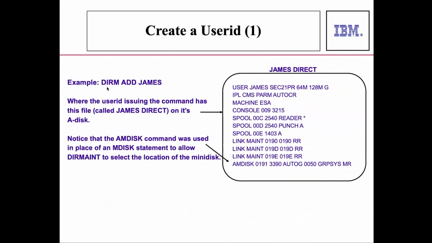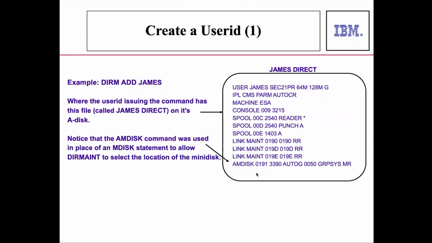Here's this as an example. DIRM ADD JAMES. I have this file, JAMES DIRECT A, on my A disk. You notice I have the password in there and everything else that defines that user ID. These are all directory statements in essence. This is actually a DirMaint command, add mini disks. So I don't put an MDISK statement in there. If you did, DirMaint still takes it as an add mini disk command. And then I give it an add mini disk statement with AUTOG, the name of the group, the size of it, that kind of stuff, as you might expect. And when that's added, it puts that entry into the directory file, goes through the add mini disk process to create that mini disk.